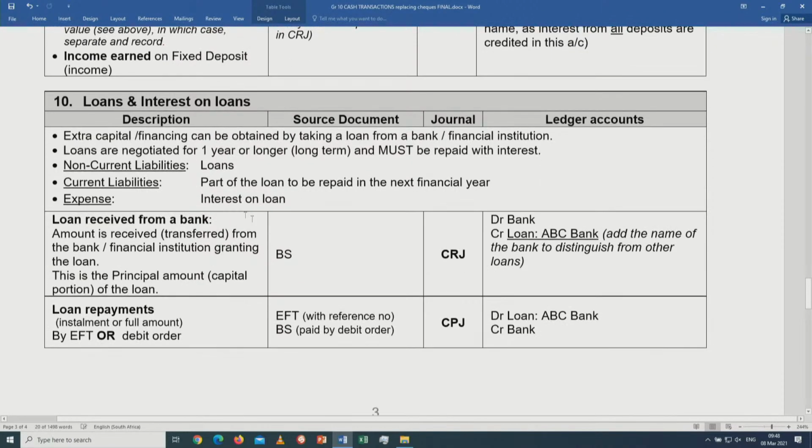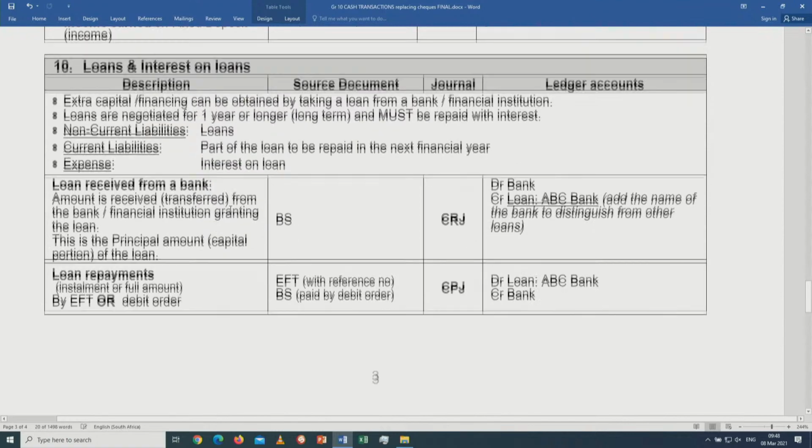Then loans and interest on loans. Description: extra capital or financing can be obtained by taking a loan from the bank or a financial institution. Loans are negotiated for 1 year or longer, long term, and must be repaid with interest. Non-current liabilities: loans. Current liabilities: part of the loan that can be repaid in the next financial year. And then the expense is the interest on that loan.